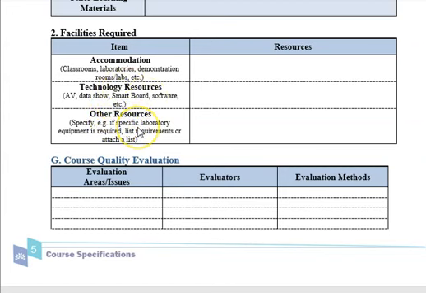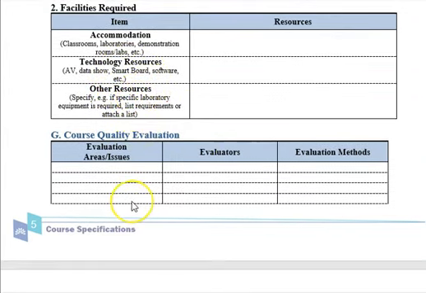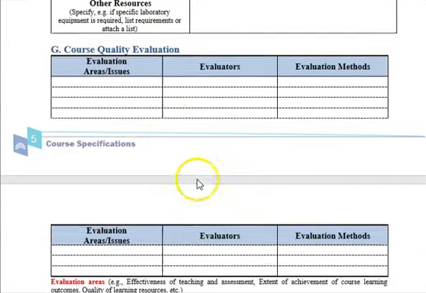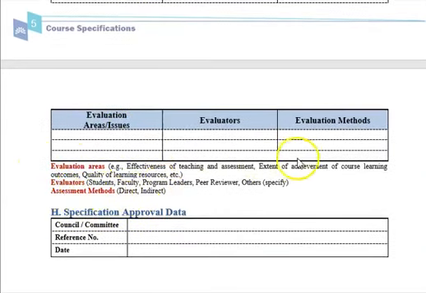There are different methods to evaluate your course: by your colleague, by a committee, by the department, by external and internal committees, and so on. All course specifications should be approved.